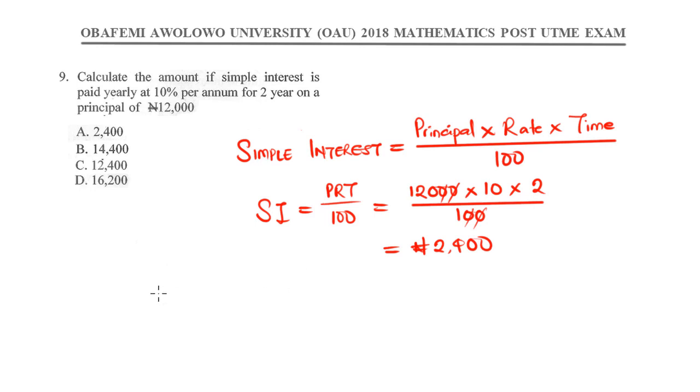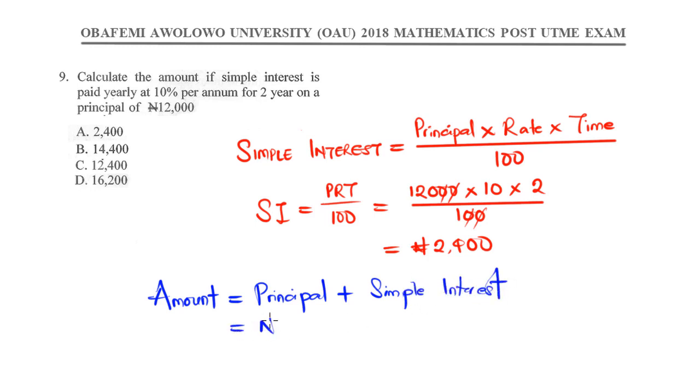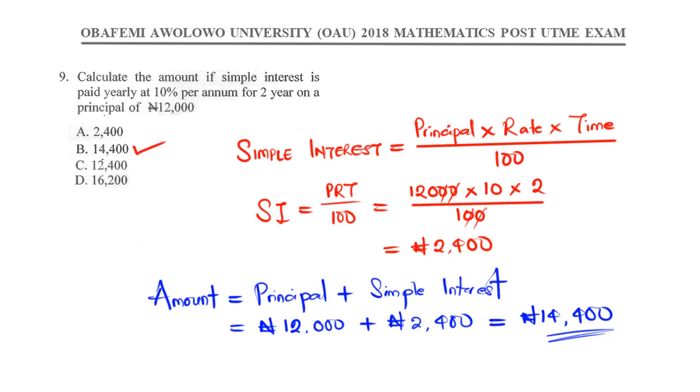But we are not asked to calculate the simple interest. We are asked to calculate the amount if the simple interest is paid yearly. So the amount will be the sum of the principal and the simple interest. So in this particular case, what we are going to have is the principal, which is 12,000 naira, plus the simple interest, which is 2,400. If you add that, that will give us 14,400 naira, and that is going to be the amount. So the correct option for this question is option B, 14,400.